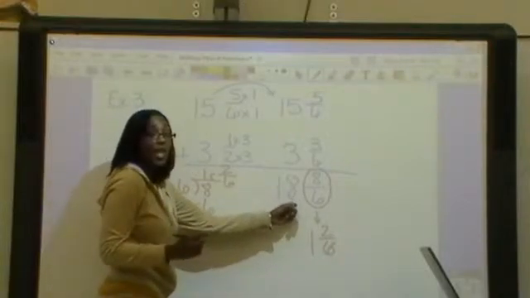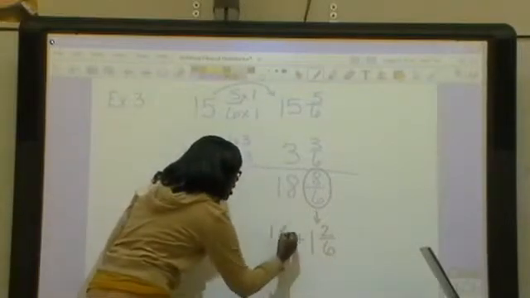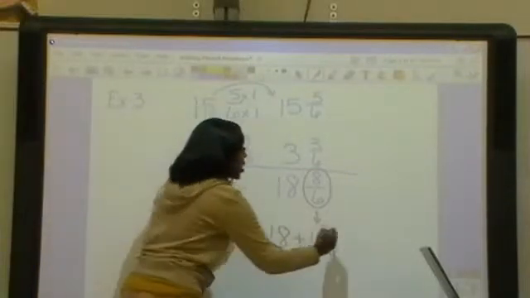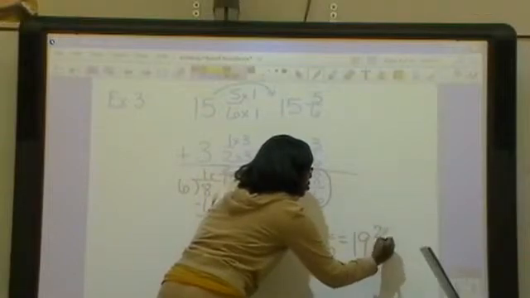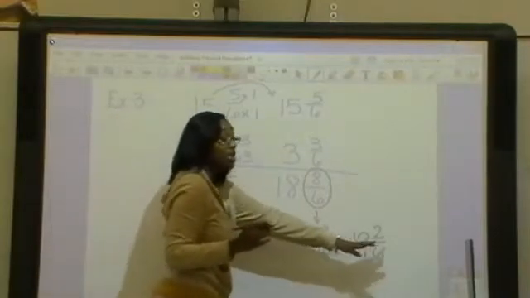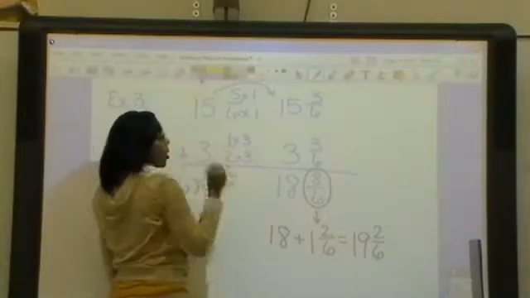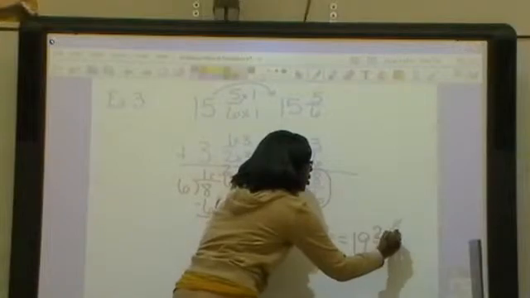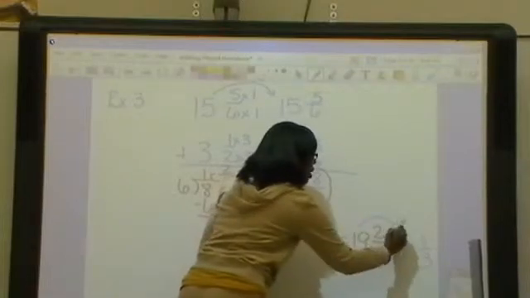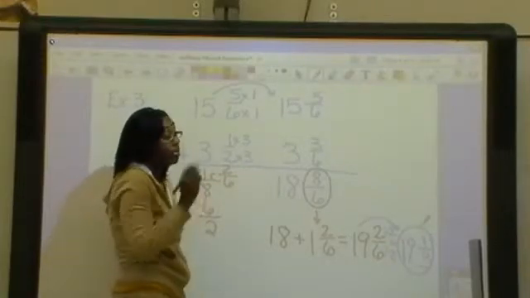Now I can't just forget about the 18 that was already there. So now I'm going to add 18 back on to this mixed number. So now it's going to be 18 plus 1 and 2/6, which is going to equal 19 and 2/6. Again, I want to check to see if my fraction is in its simplest form. In this example, it is not in its simplest form because 2 and 6 can both be divided by 2. So I'm going to divide them both by 2, and it gives me 1/3, putting my whole number back in front, and my final answer is 19 and 1/3.